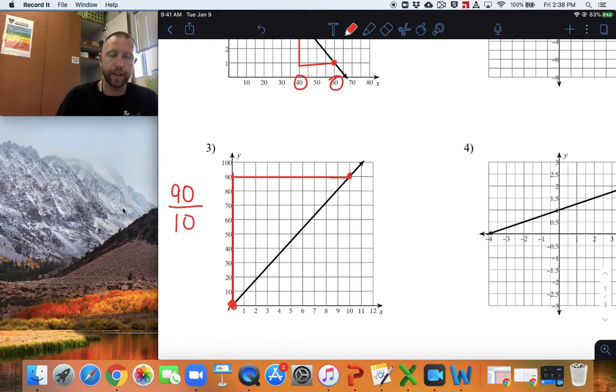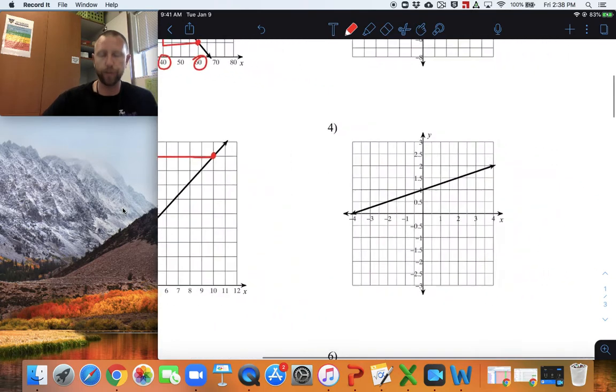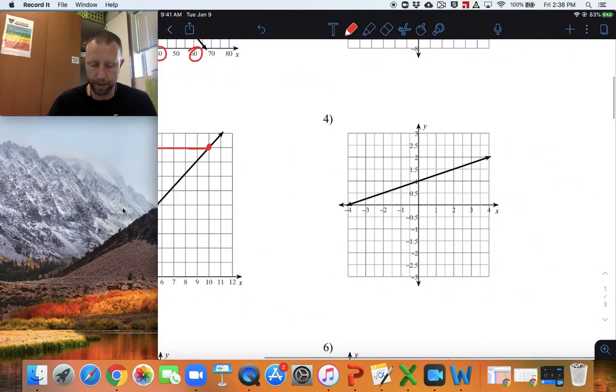So that is just 90 over 10. Well, 90 divided by 10 is 9. My slope simplifies down to just a whole number, 9. Or if you left it as 9 over 1, that would be okay too.